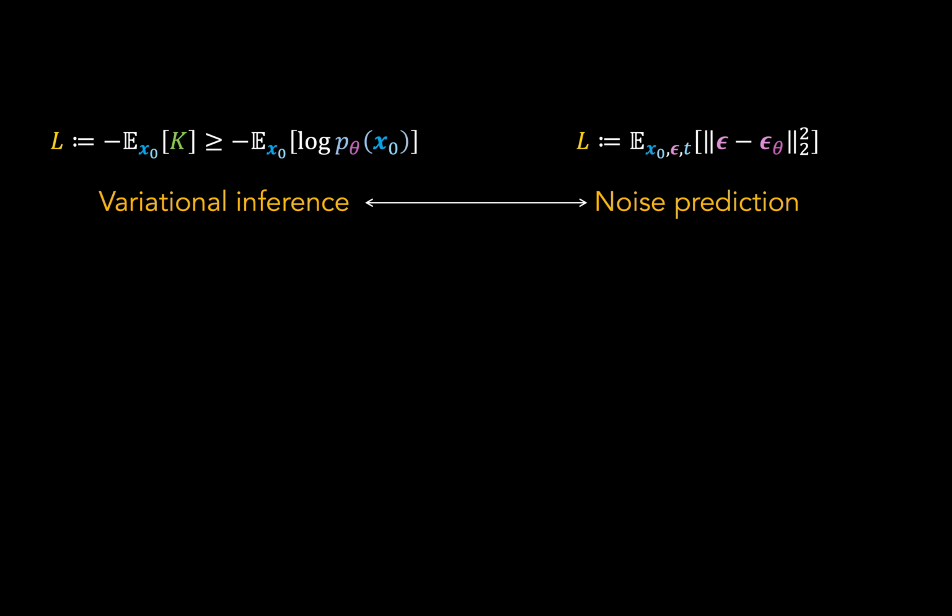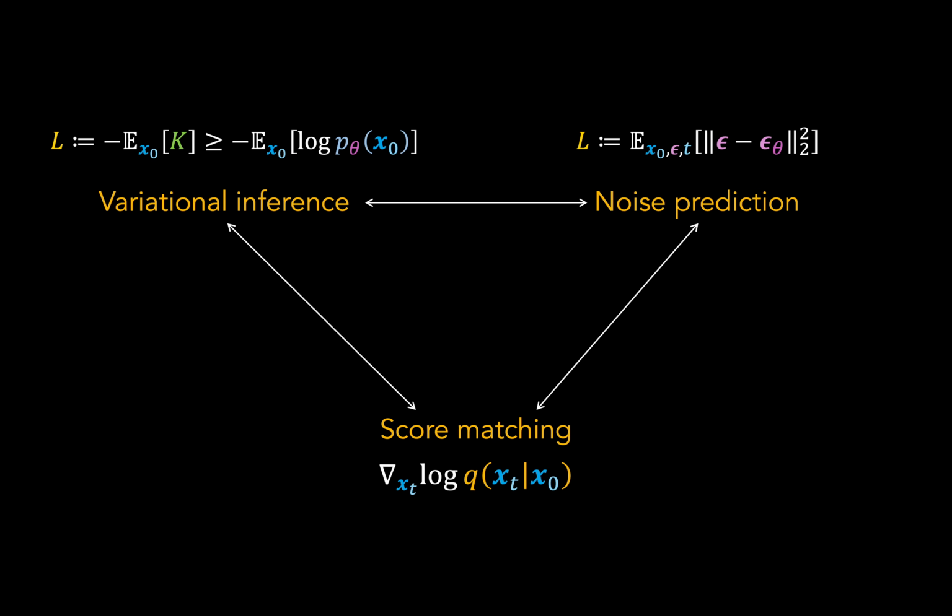In our video on DDPMs, we saw how these models could be trained using variational inference, and how this objective is equivalent to the objective of noise prediction on the corrupted images. In this video, we'll explore how there is in fact a third mathematically equivalent interpretation, and that is through the lens of score matching. This interpretation gives us greater insight into exactly why diffusion models work, and enables us to transition smoothly to continuous time diffusion in later videos.